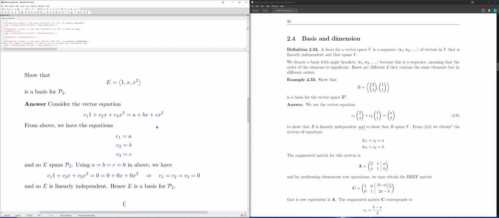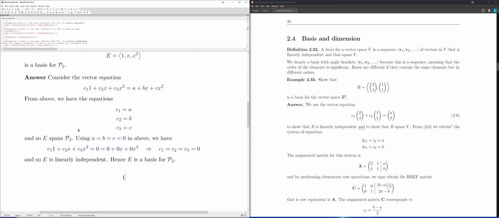So what that says is, if I have any polynomial from my vector space P2, I can always just use c1 equal to a, c2 equal to b, and c3 equal to c to give me this polynomial. In other words, I can express any polynomial in P2 as a linear combination of these. So these polynomials, 1, x, and x squared, generate P2. They span P2.